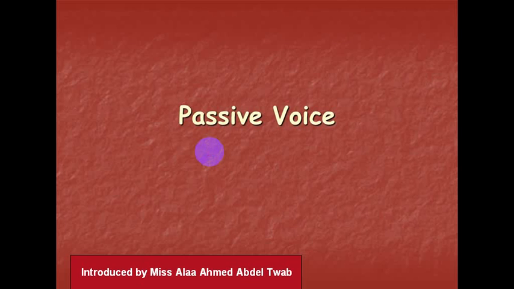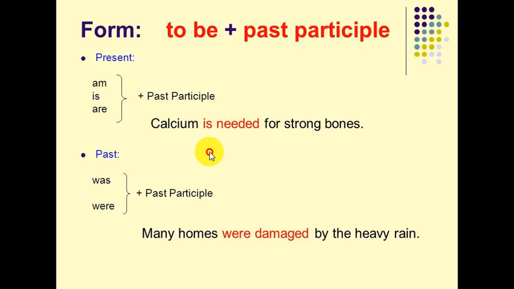The form of the passive is verb to be plus past participle. In present, am, is, or are plus past participle. For example, calcium is needed for strong bones. In the past, was or were plus past participle. For example, many homes were damaged by the heavy rain.